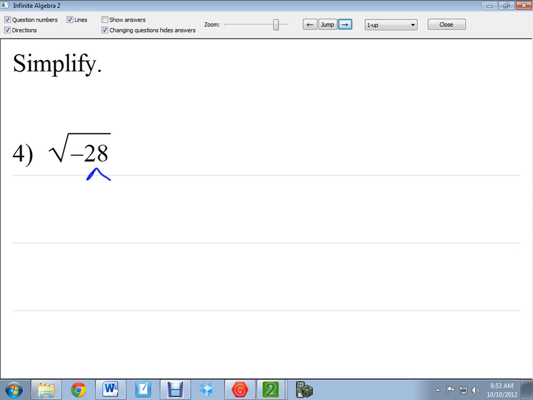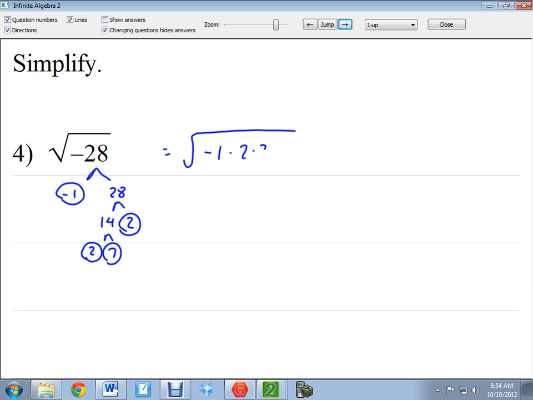So what we have to do is break this down into negative 1 and positive 28. Now we can simplify the square root of 28, that's not too bad. Numbers that go into 28 are 14 and 2, and numbers into 14 are 2 and 7. That leaves me the prime factorization to be the square root of negative 1 times 2 times 2 times 7. If you multiply all that out, you'll get to the negative 28 and you'll be just fine.